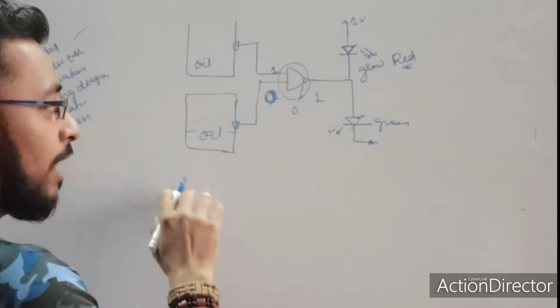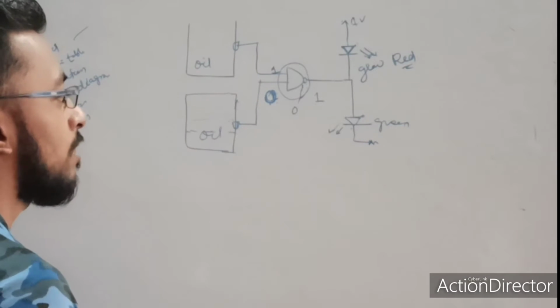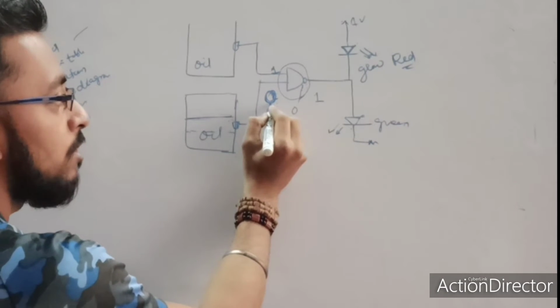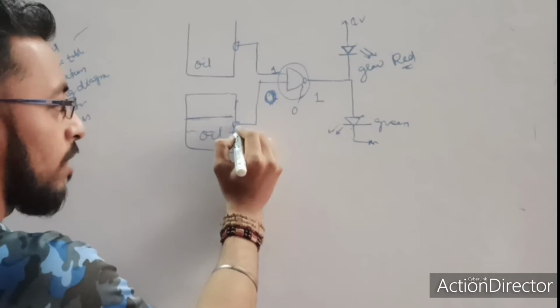No need to fill right now, because one container is more than 25%. Which container is more than 25%? This container is more than 25% because here the output is 0. 0 means this sensor is not glowing.